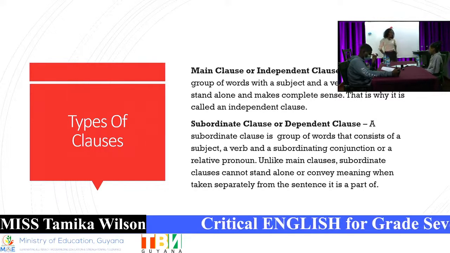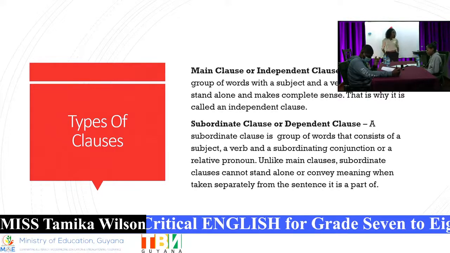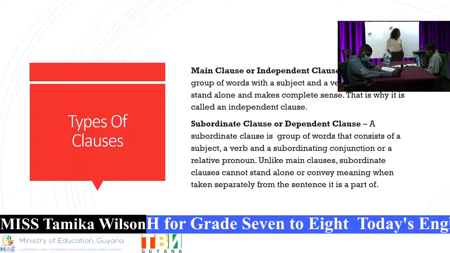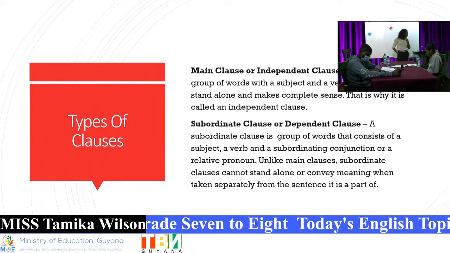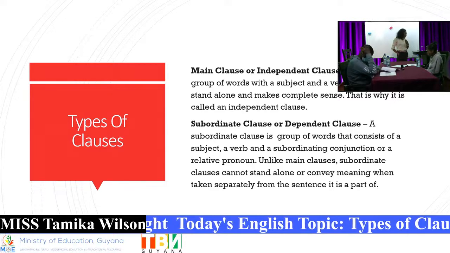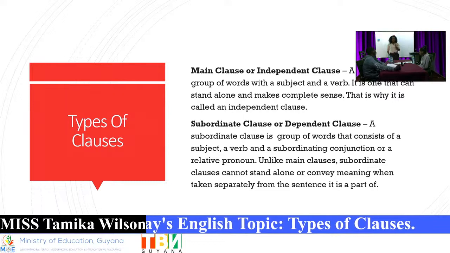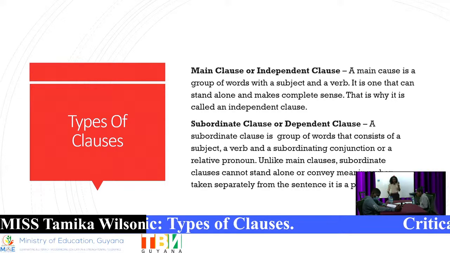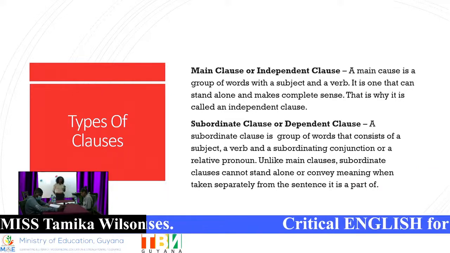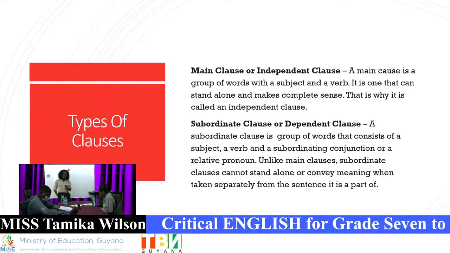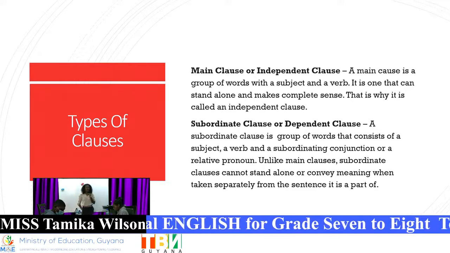If you're not independent, you are dependent on your parents. And that's the next type of clause that we're going to look at: the subordinate or dependent clause. The subordinate or dependent clause is a group of words that consists of what? A subject, a verb, and a subordinating conjunction or a relative pronoun. So the independent clause consists of what? A subject and a verb and can stand alone. However, the dependent clause consists of a subject and a verb and a subordinating conjunction or a relative pronoun.